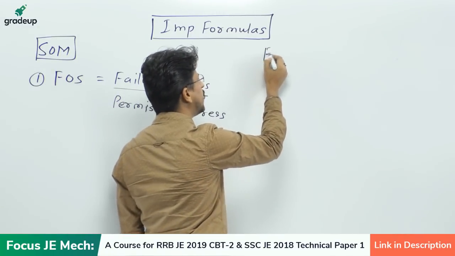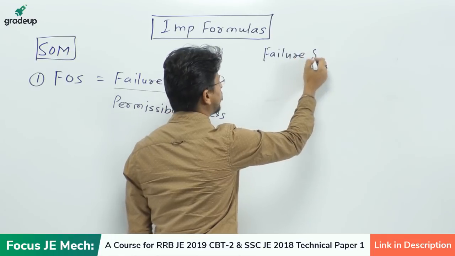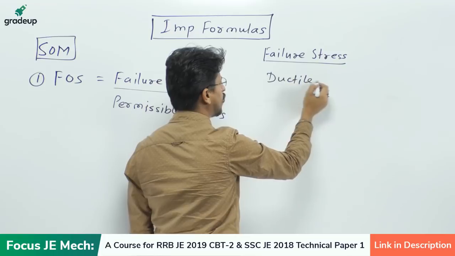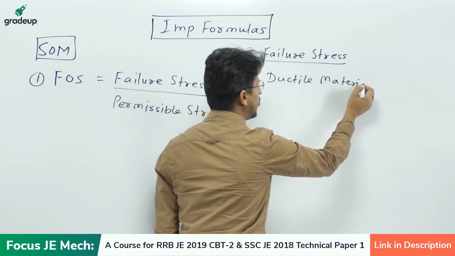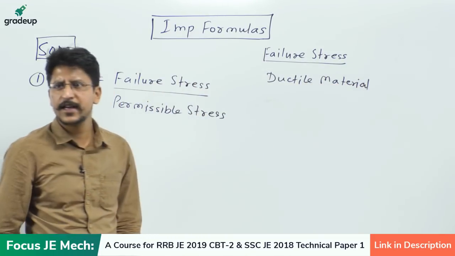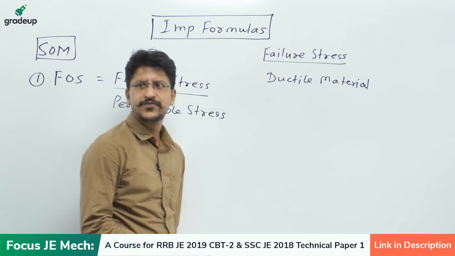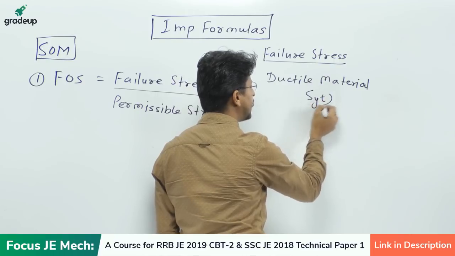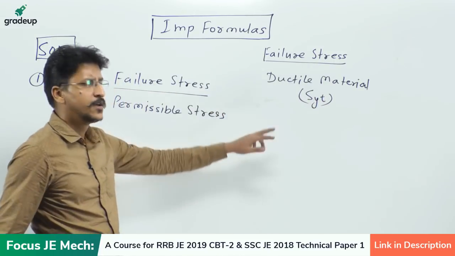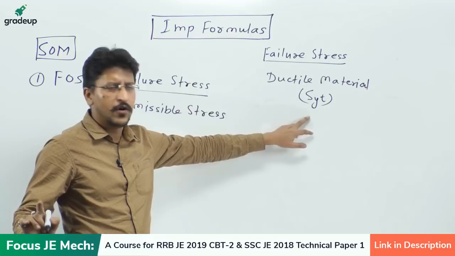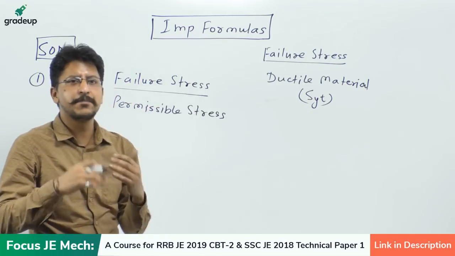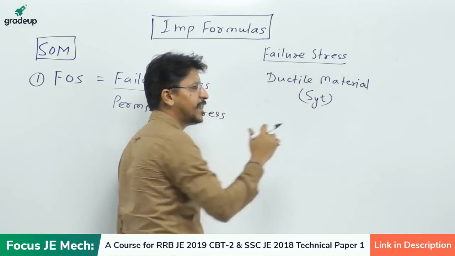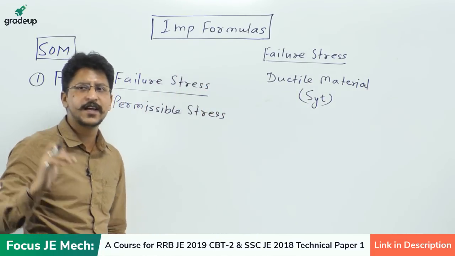Failure stress can be different for different sorts of materials. For the ductile material, in the case of static loading, this failure stress is given by SYT, and that is when yielding is not allowed. Basically, you should say that permanent deformation is not allowed. Okay, permanent deformation is not allowed, then SYT is there. When permanent deformation, or you can say yielding, is not allowed.